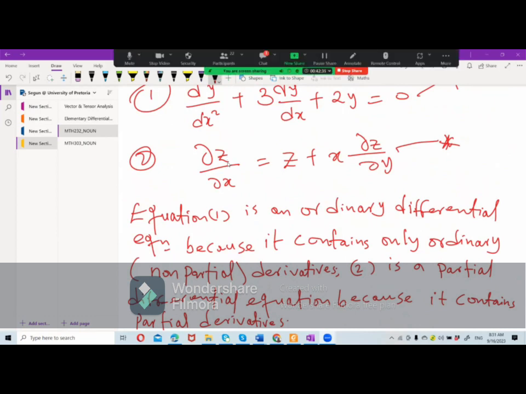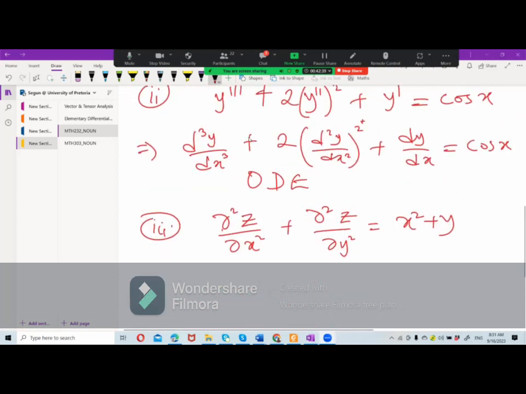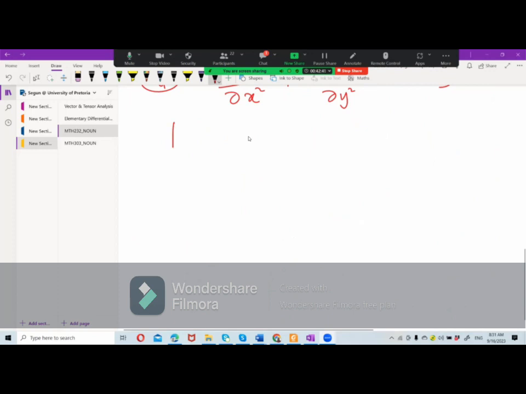This is a partial differential equation. This is the one we call total. When you have dy/dx, it simply means an ordinary differential equation. It's not the same thing as the partial derivative. They are different. Please take note of that. This is partial, while this is an ordinary differential equation. I hope that is clear.